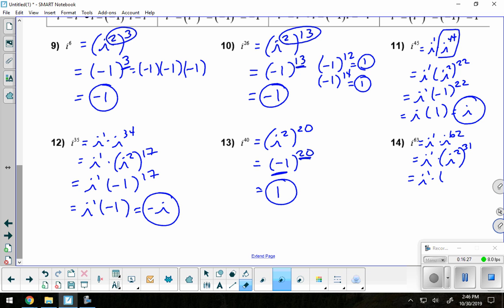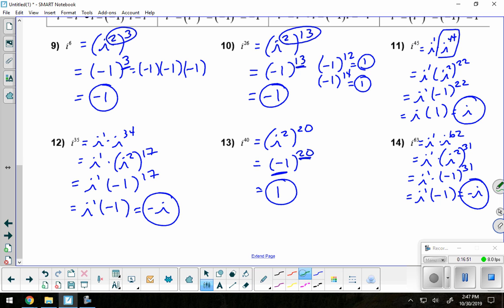Take out i squared. So that's negative 1 to the 31st. Now what's negative 1 to the 31st? Evaluate that. And that would just be negative 1. So you got an odd exponent, so it'd be negative 1. Again, multiplying these two back together, you get negative 1i. And there you go.